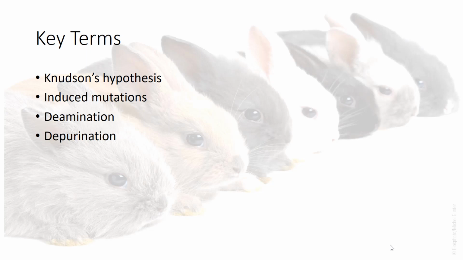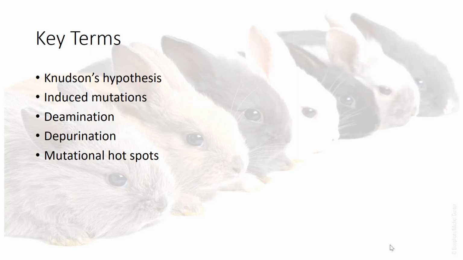Depurination is the next most common spontaneous mutation. And basically what happens here is you keep that sugar phosphate backbone, but the purine, like guanine or adenine, is actually removed, leaving a gap in the DNA strand, preventing the DNA molecule from operating normally.